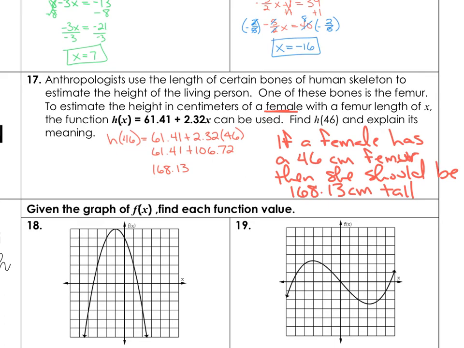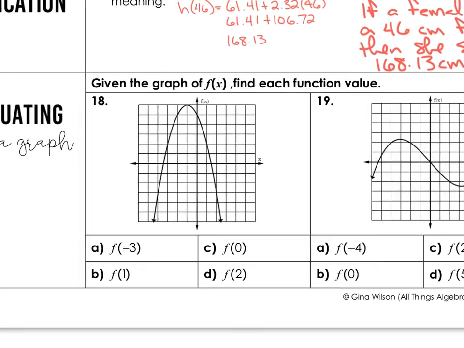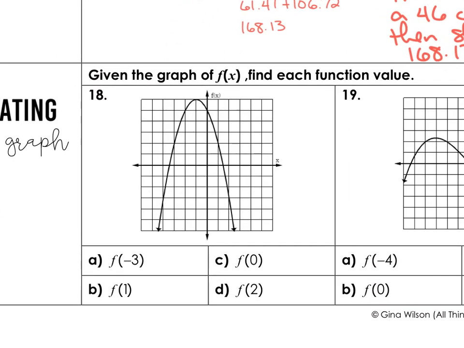Okay, next thing, last thing, number 18 and 19. We're given a graph. So we've already got the graph on number 18 and number 19. If you look here, they're trying to get us to figure out what the output would be at f of negative 3.